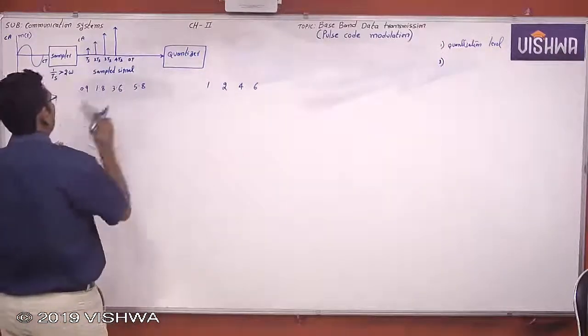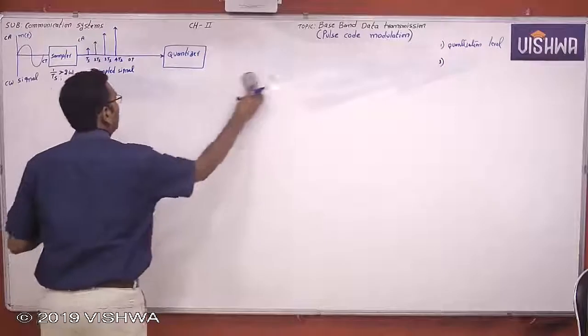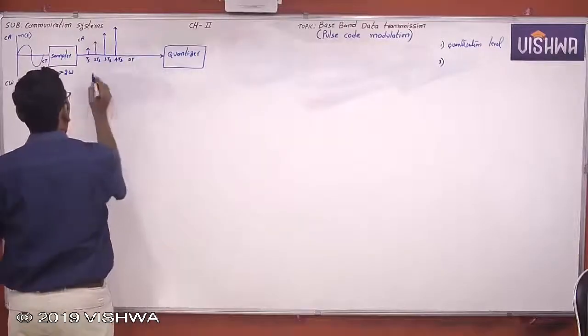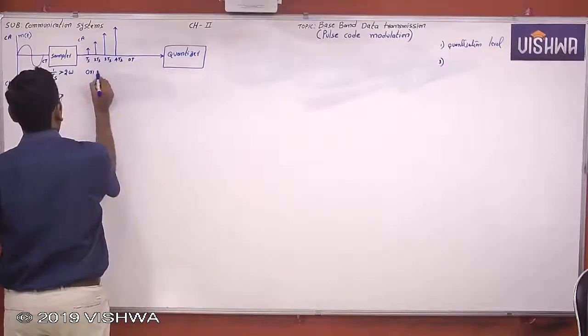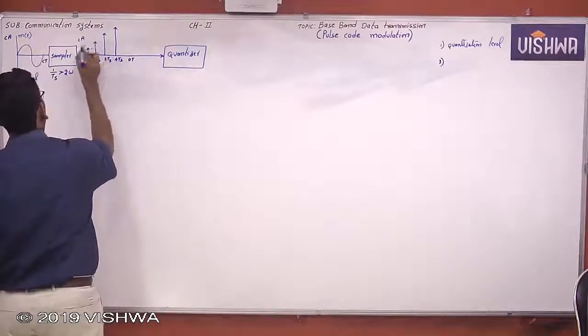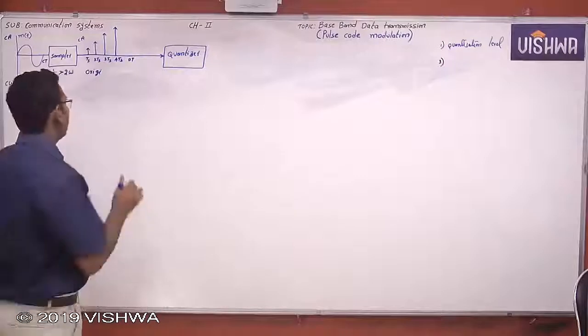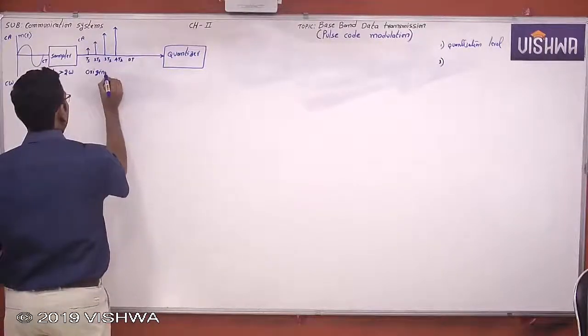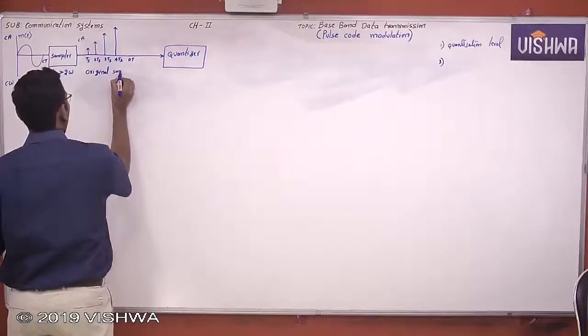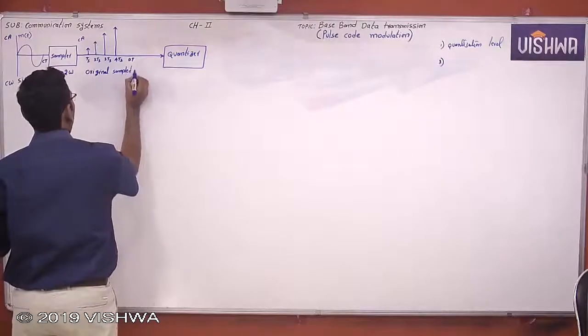Now these are the sample values, or we call them original sample values, meaning this sample amplitude, the message signal amplitude at TS seconds, will be exactly the same. These are the original sample values.